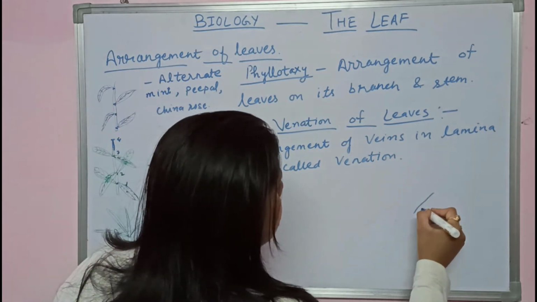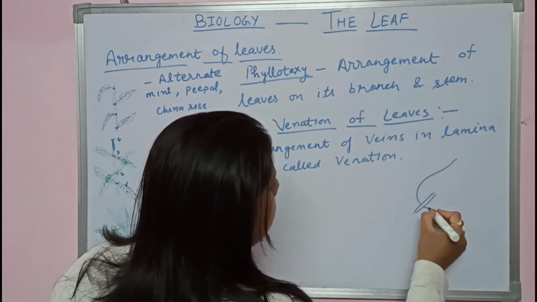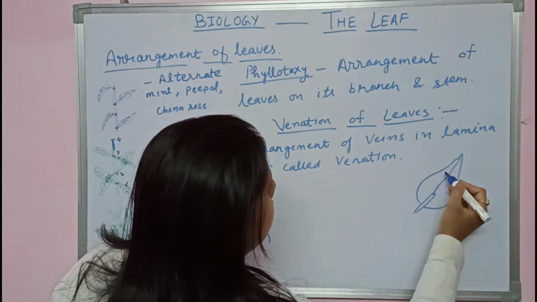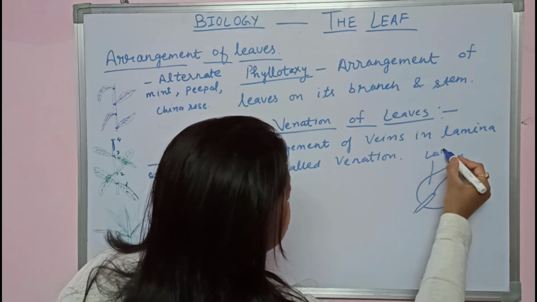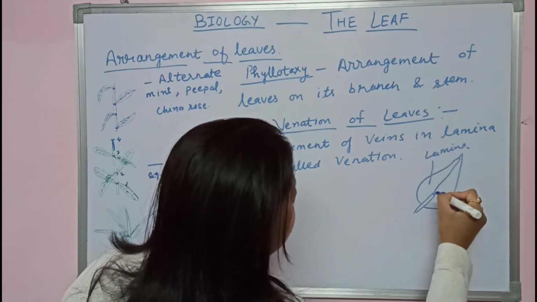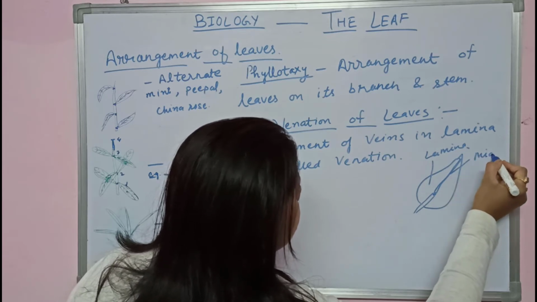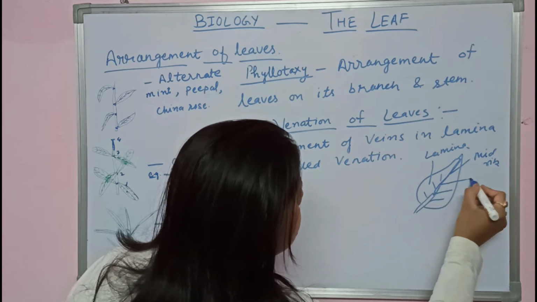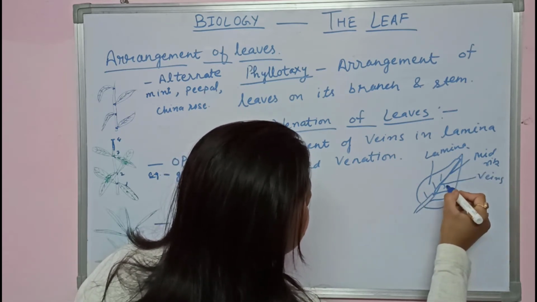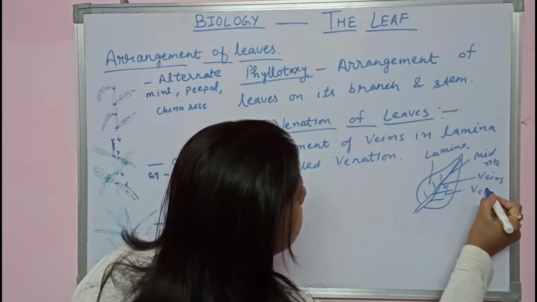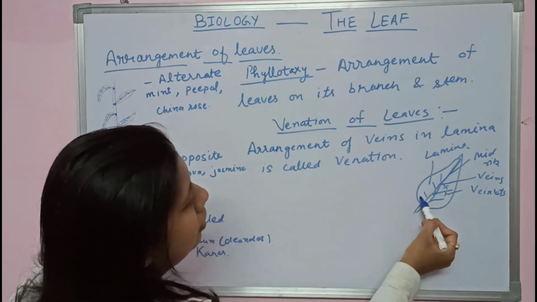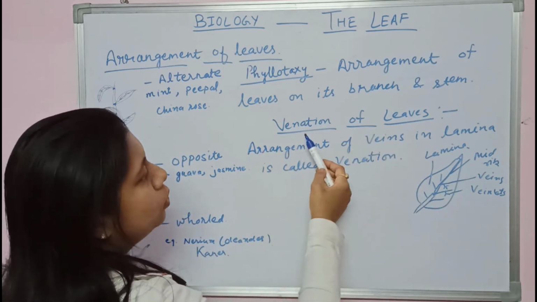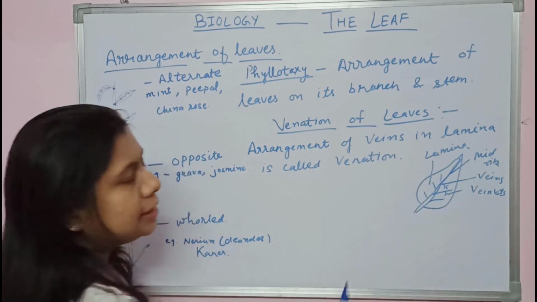Now, as you have seen in my last video, I have explained the structure of the leaf. This portion is called lamina, and this is midrib. These are veins, and again these are divided into small branches. These are veinlets. So the type of arrangement of veins in lamina is known as venation. So arrangement of veins in lamina is called venation.